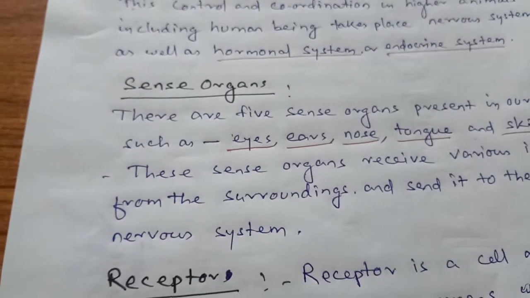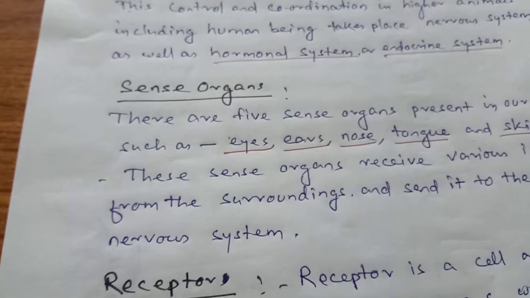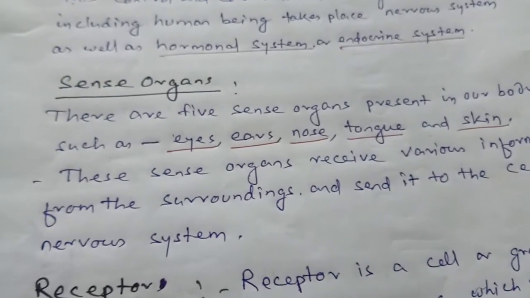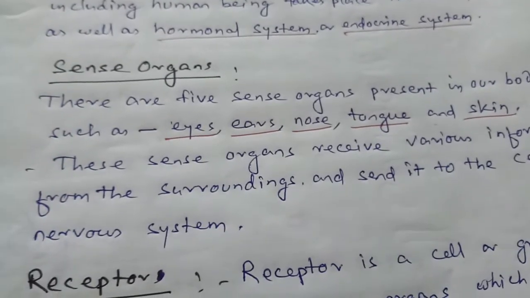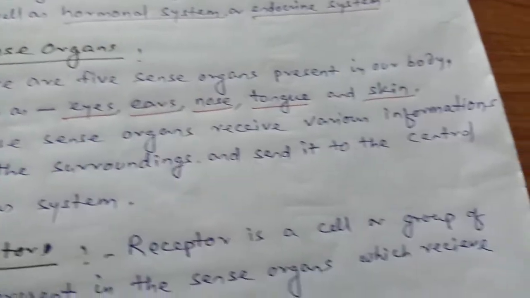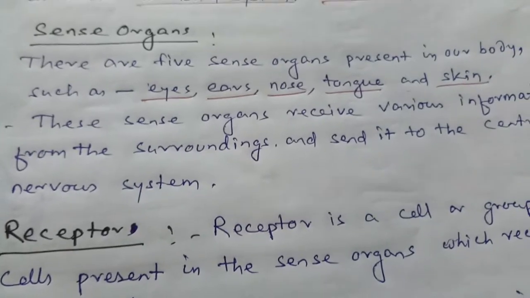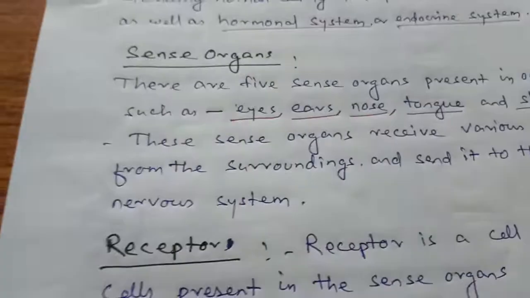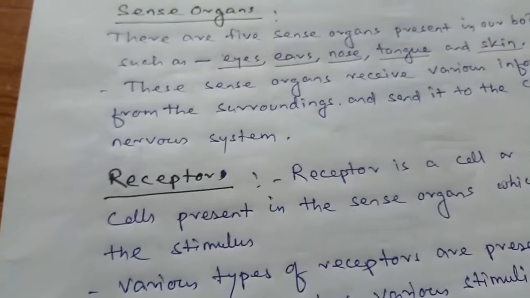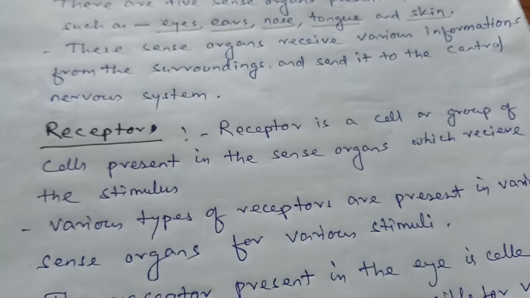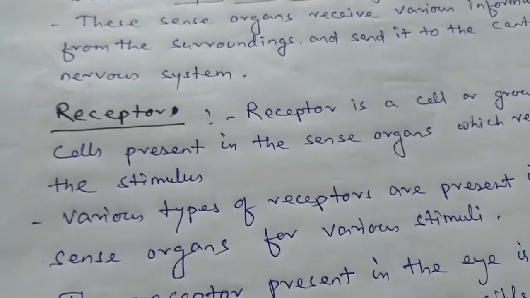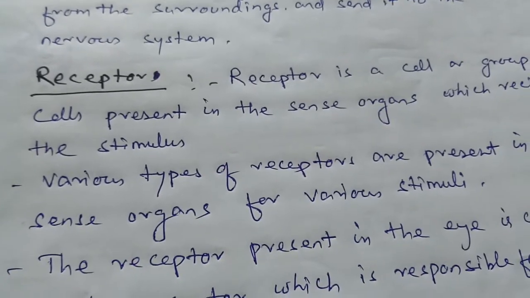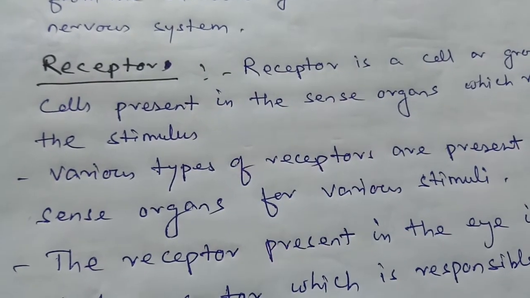Students, look at the sense organs. There are 5 sense organs present in our body, such as eyes, ears, nose, tongue, and skin. These sense organs receive various information from the surroundings and send it to the central nervous system. Students, what are receptors? Actually, receptors are the group of cells present in the sense organs which receive the stimulus. Various types of receptors are present in various types of sense organs.